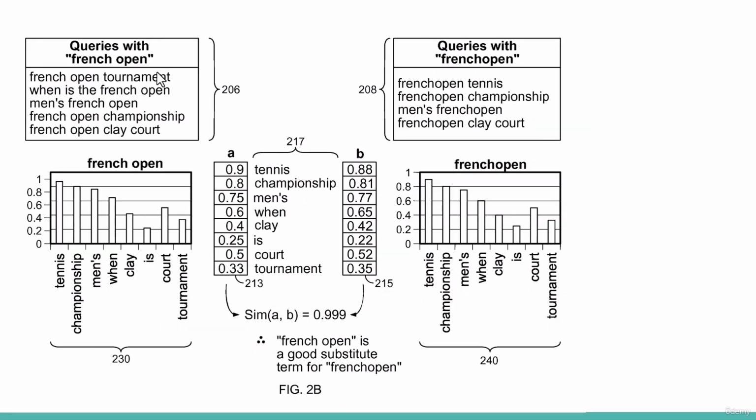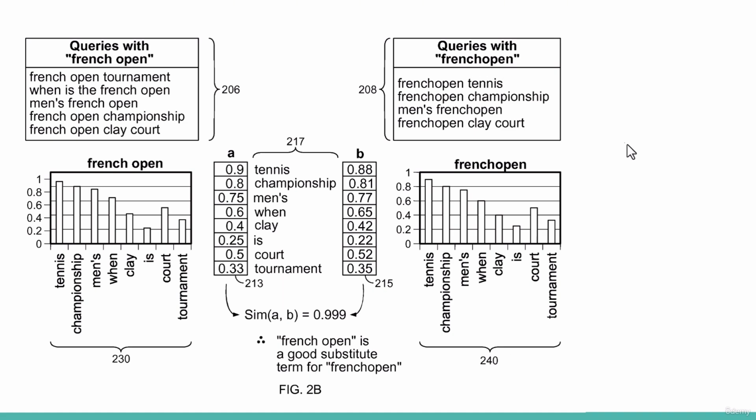Now consider French Open with a space and French Open without a space. If we look at the words used alongside them, tennis, championship, men's, win, clay, court, tournament, we find the same words are used in both cases. The usage graphs are also identical. Wherever French Open with space is used, these co-occurring words appear, and wherever French open without space is used, the same words appear. The scoring difference between them is negligible, maybe a fraction of a point. They are virtually the same, 1-to-1 ratio. The result is that French open, the one with the space, is a good substitute term for French open, the one without a space.